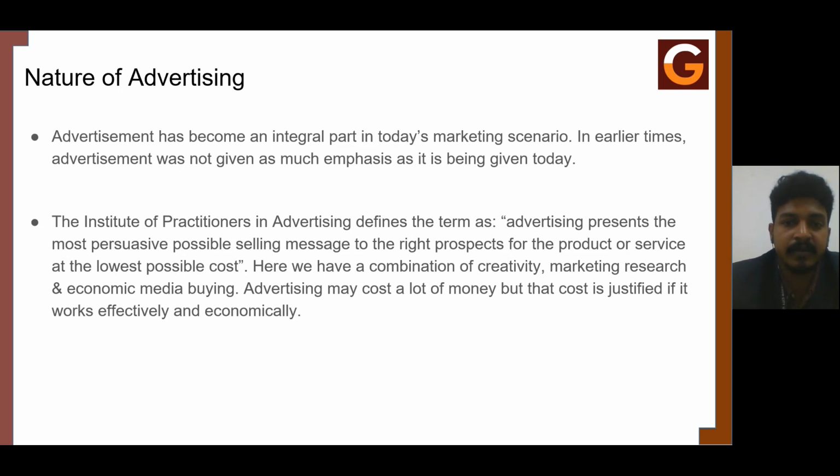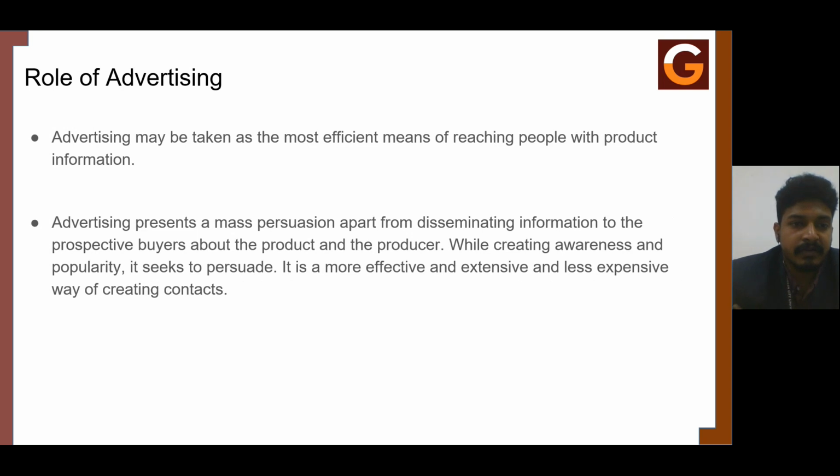Advertising may cost a lot of money, but that cost is justified if it works effectively and economically, just like we said. The role of advertising. What is the role of advertising? Advertising may be taken as one of the most efficient ways of reaching people with product information. Like I said, door-to-door salesmen, we still have them right now, but how efficient do you think they would be if you were trying to reach a huge population that you usually reach through a newspaper or a television medium or a radio medium?